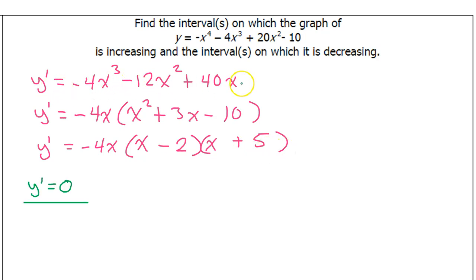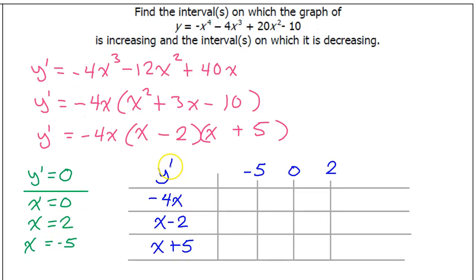Y prime is a polynomial, and polynomials are defined everywhere. So the critical values of y will only be where y prime is equal to 0. We can find the values where y prime is equal to 0 by setting each factor equal to 0. Setting this first factor equal to 0, we get x equals 0. Setting x minus 2 equal to 0, we get x equals 2. And setting x plus 5 equal to 0 gives us x equals negative 5. So these are the three critical values of y.